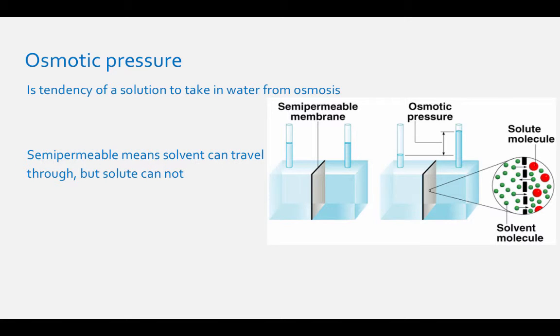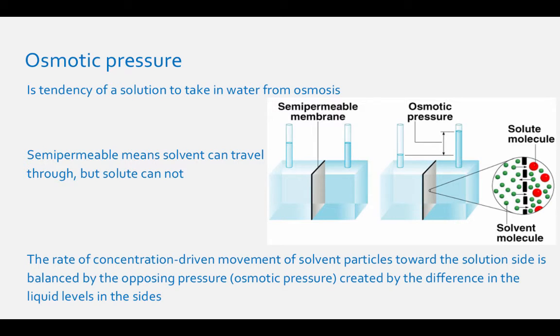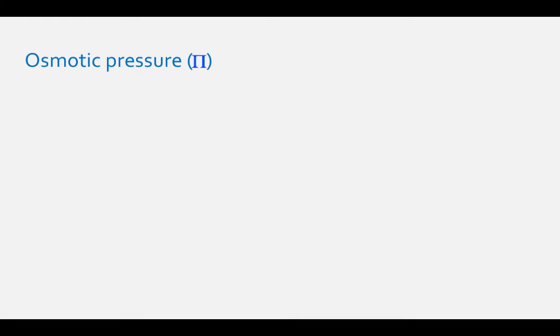Over time, the pure solvent will travel away from the side with the highest concentration of pure solvent, so it will travel to the solution side. Eventually, the rate of concentration-driven movement of the solvent particles toward the solution side is balanced by an opposing pressure created by the difference in the liquid levels in the sides, and an equilibrium is reached as shown in the drawing. The opposing pressure is called the osmotic pressure and is represented by a capital Greek letter pi.